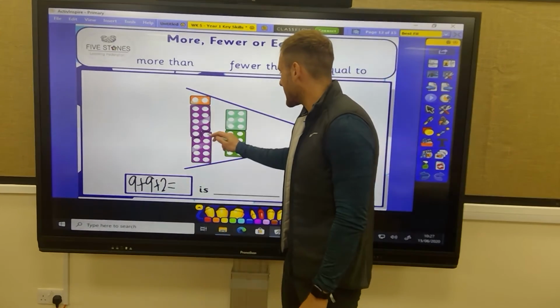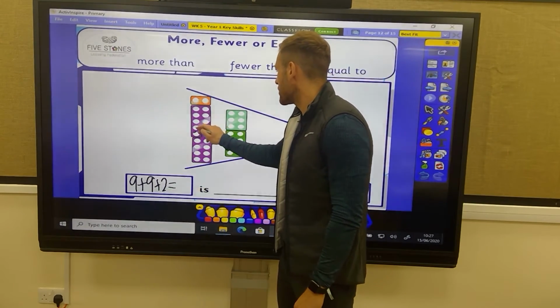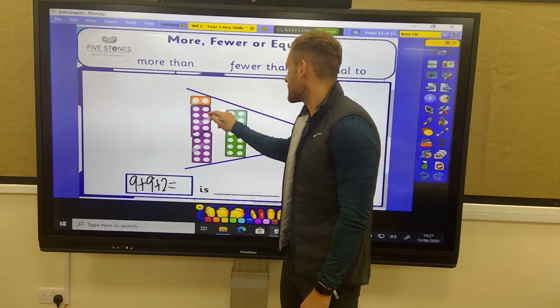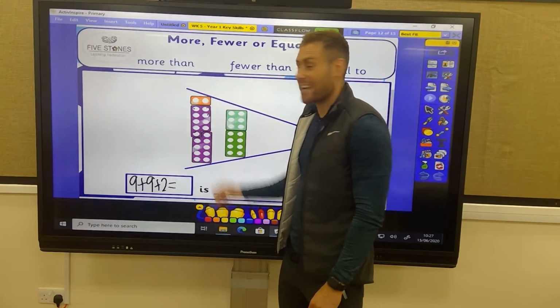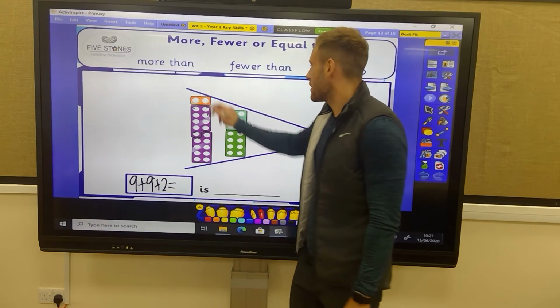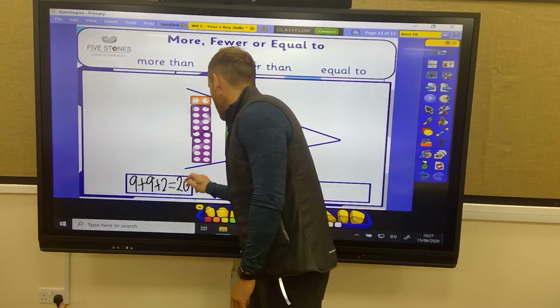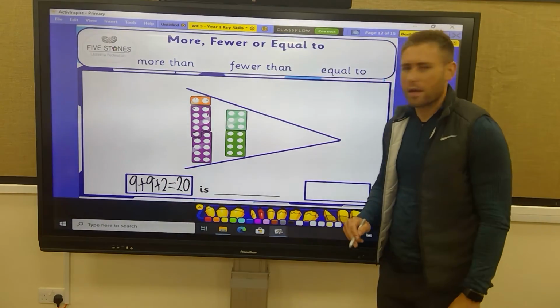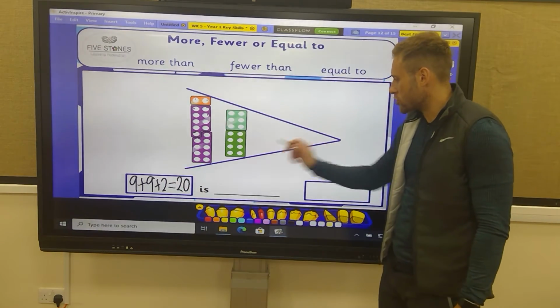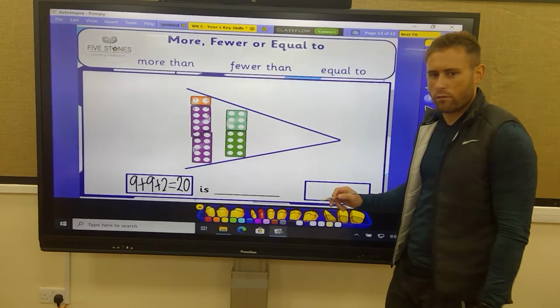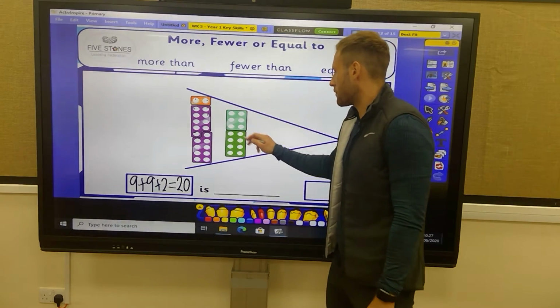Should we just double check? 9, 10, 11, 12, 13, 14, 15, 16, 17, 18. Add the 2, 19, 20. Fantastic. So we've got 9 add 9 add 2 equals 20. So we've got 20. Oh, what have we got? 1, 2, 3, 4, 5.